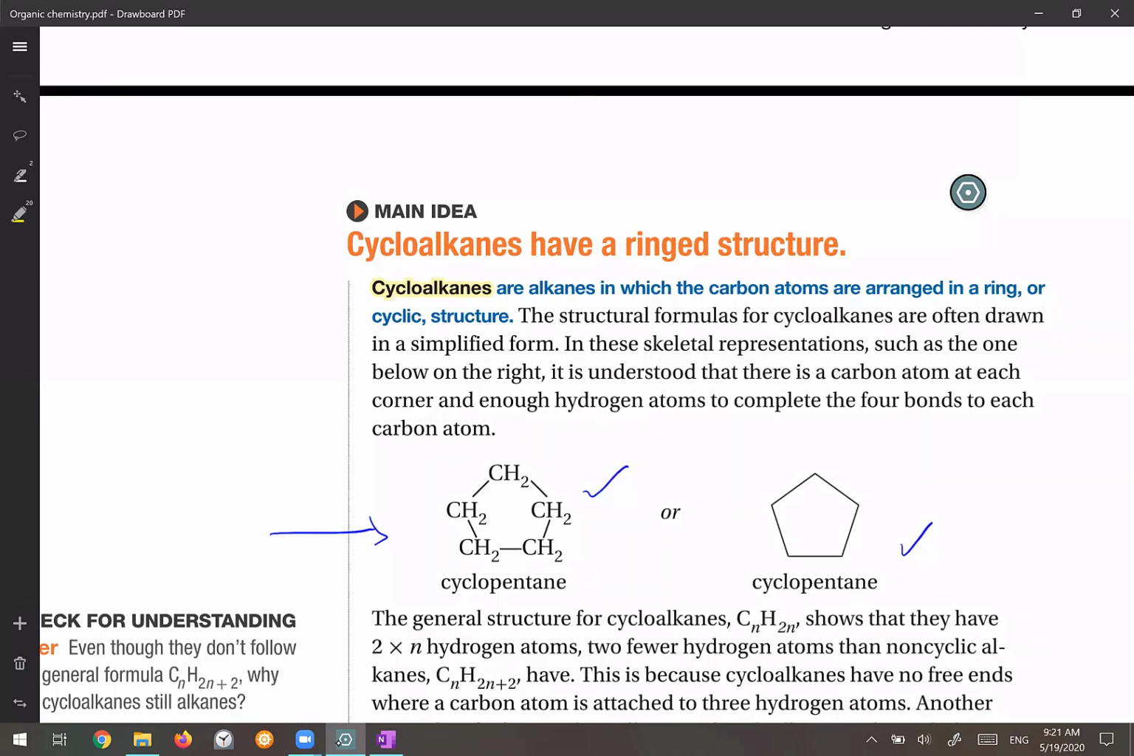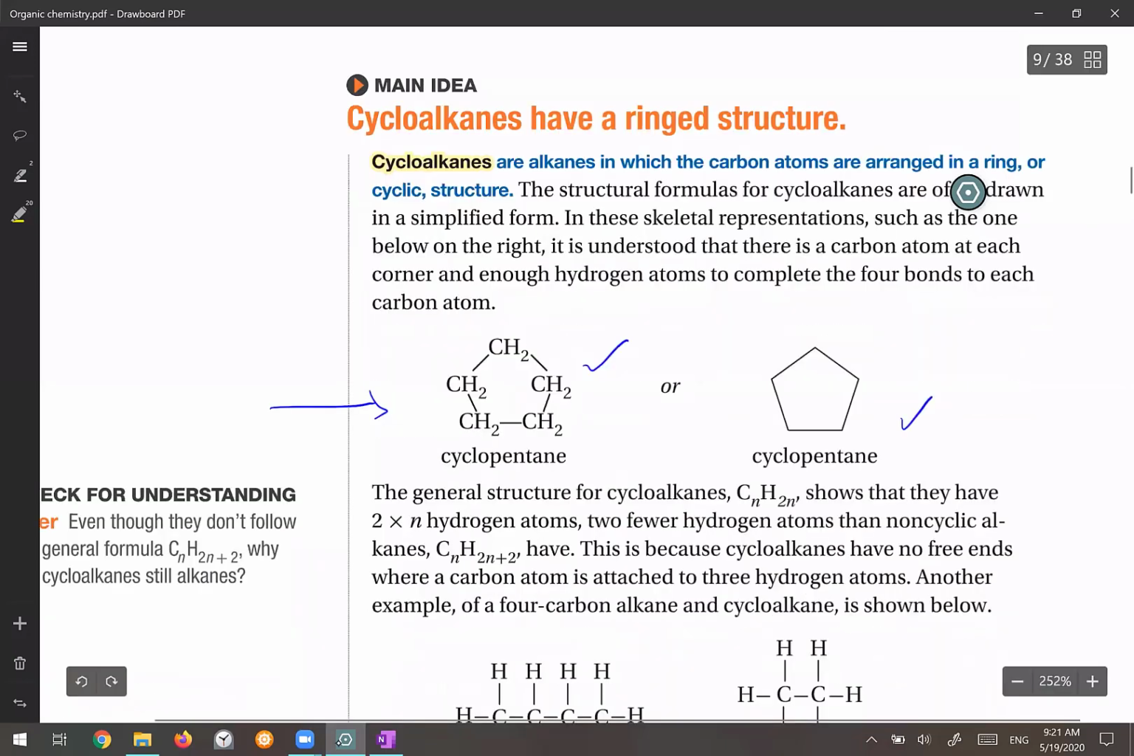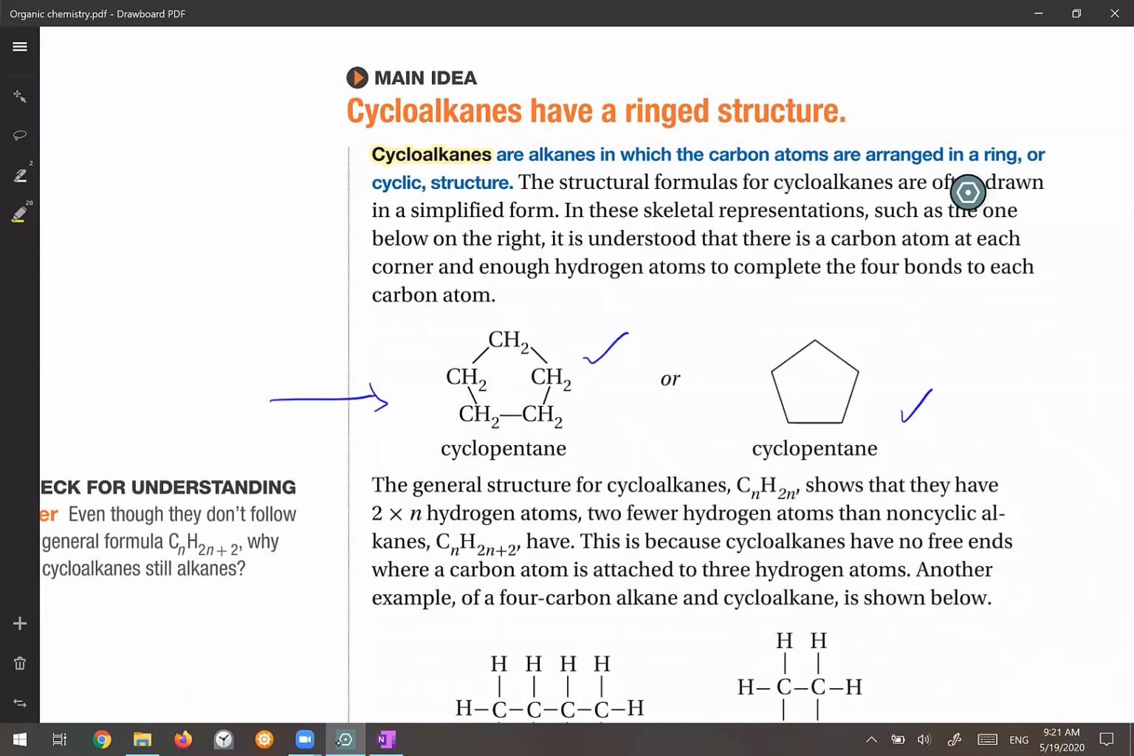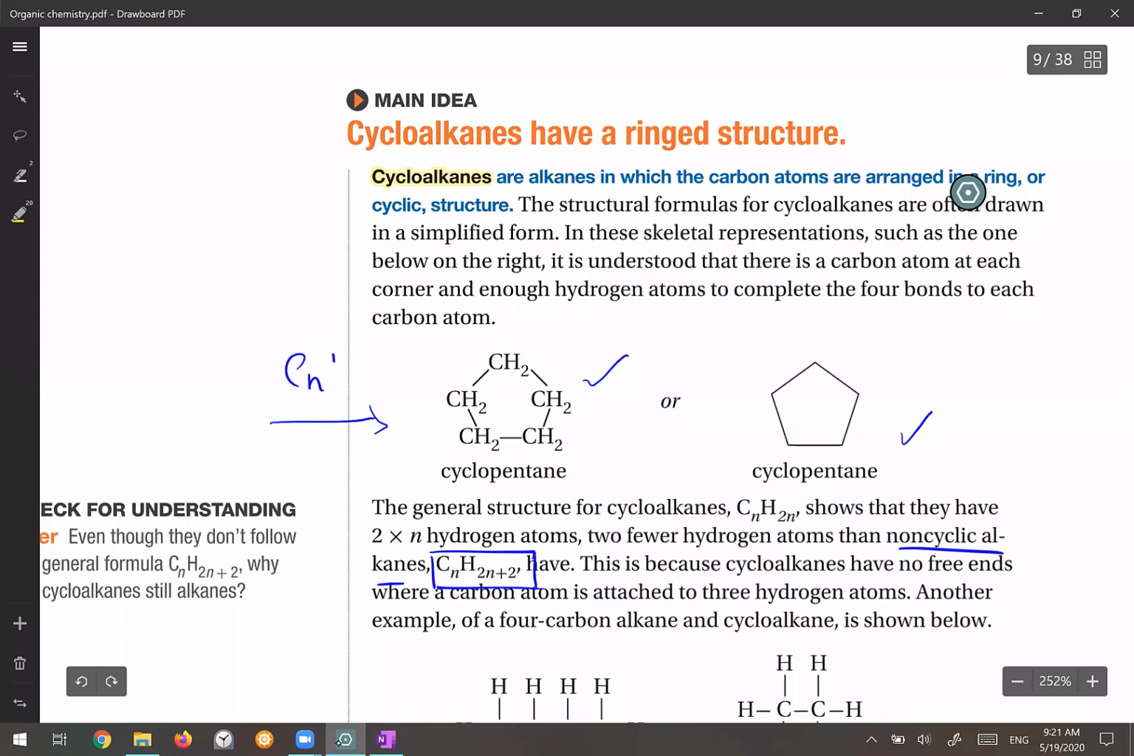So they must have the ring structure, and the general formula for the cycloalkanes, this is the general formula for the non-cyclic alkanes. For the cycloalkanes, you have 2 less hydrogens. So the general formula for the cycloalkane is CnH2n, same as alkenes.